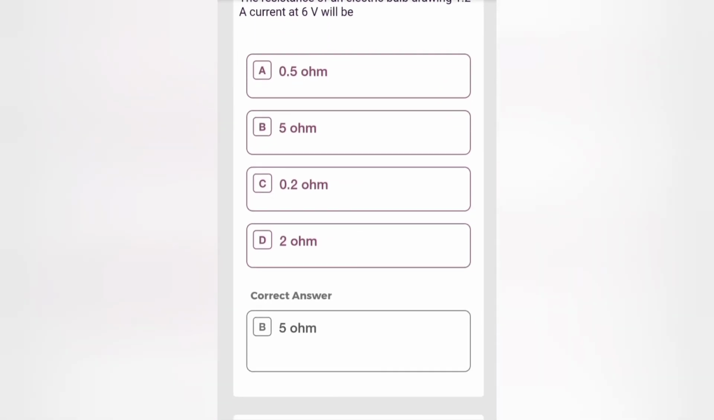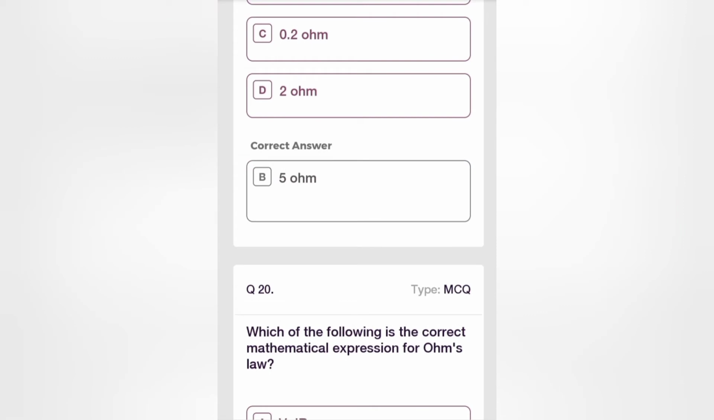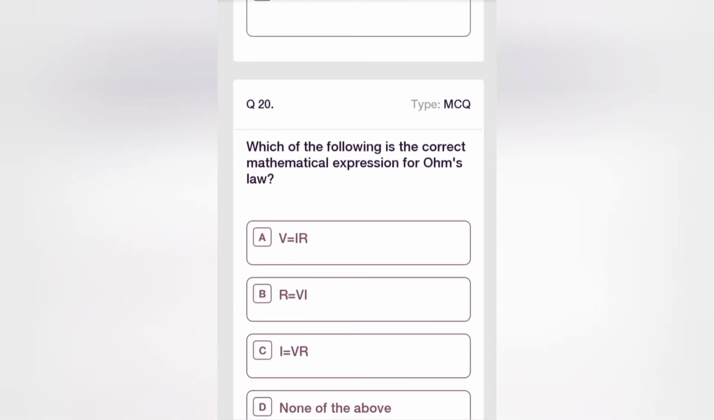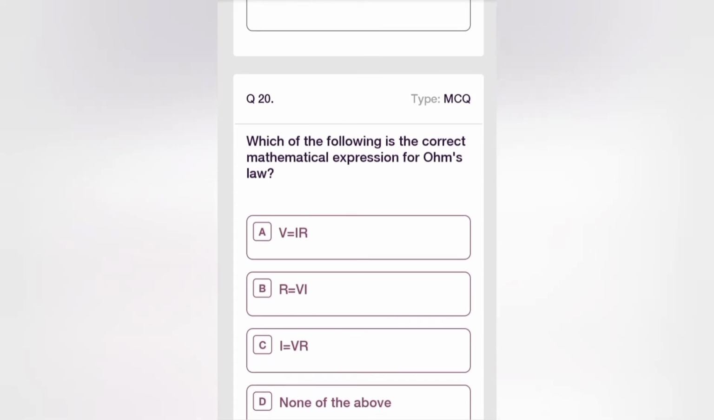5 ohm. Which of the following is the correct mathematical expression for Ohm's law? V is equal to I into R, R is equal to VI, I is equal to VR, none of the above. Option E is correct: V is equal to I into R.